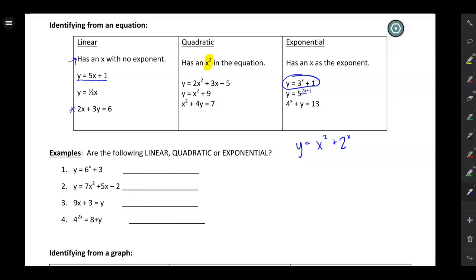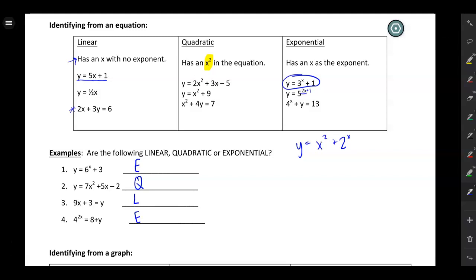So let's do some practice identifying whether each of these examples is linear, quadratic, or exponential. I'm going to abbreviate with an L, a Q, and an E. In number 1, we have an x as the exponent, which means it's an exponential. In number 2, we have an x to the second power, an x squared in the equation, which is going to be a quadratic. Number 3, it's a linear, because you have an x that's not an exponent and there's no exponent on the x. And then in number 4, since your x is an exponent, it's going to be an exponential equation.